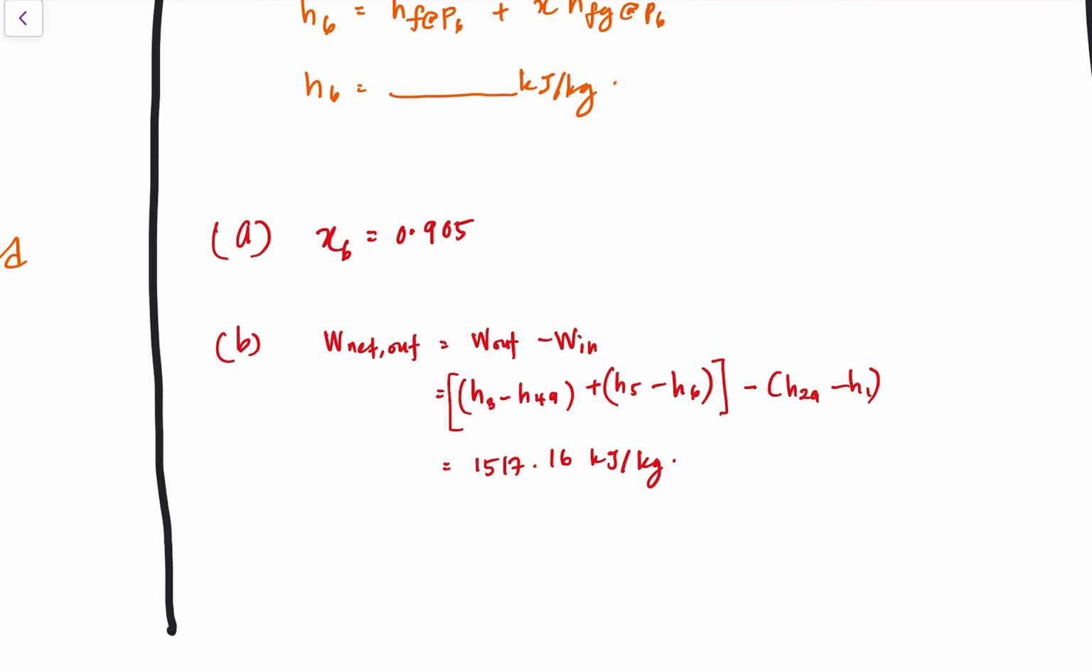Then you are going to need to find the net work out in kilojoule per kilogram. So work net out, we know that will be equal to work out minus work in. So this is a Rankine cycle with reheating. So we have two work out, from the high pressure turbine and also low pressure turbine, and then minus the work in from our pump. So you're going to get this value.